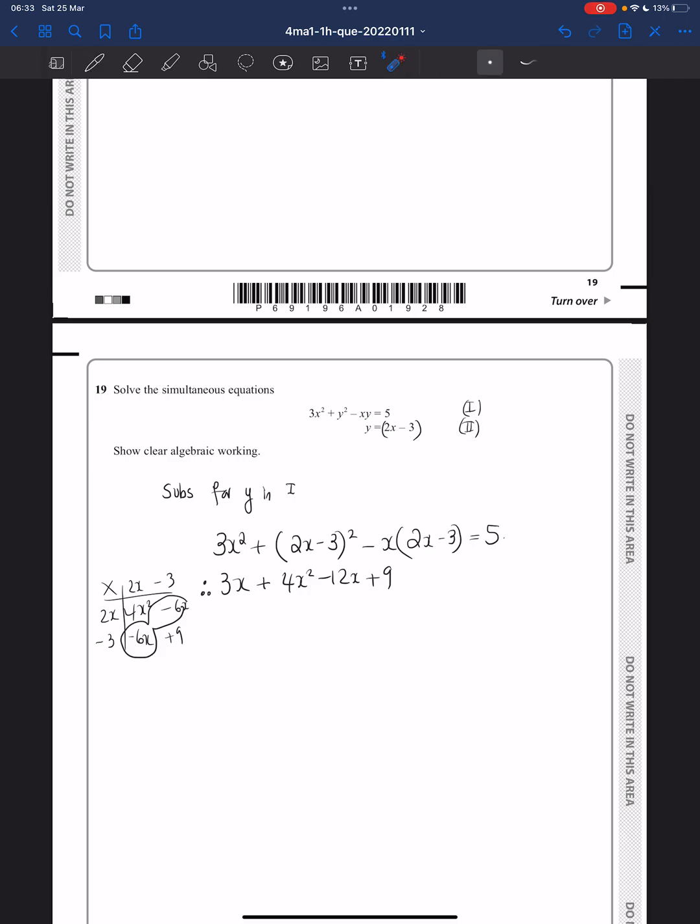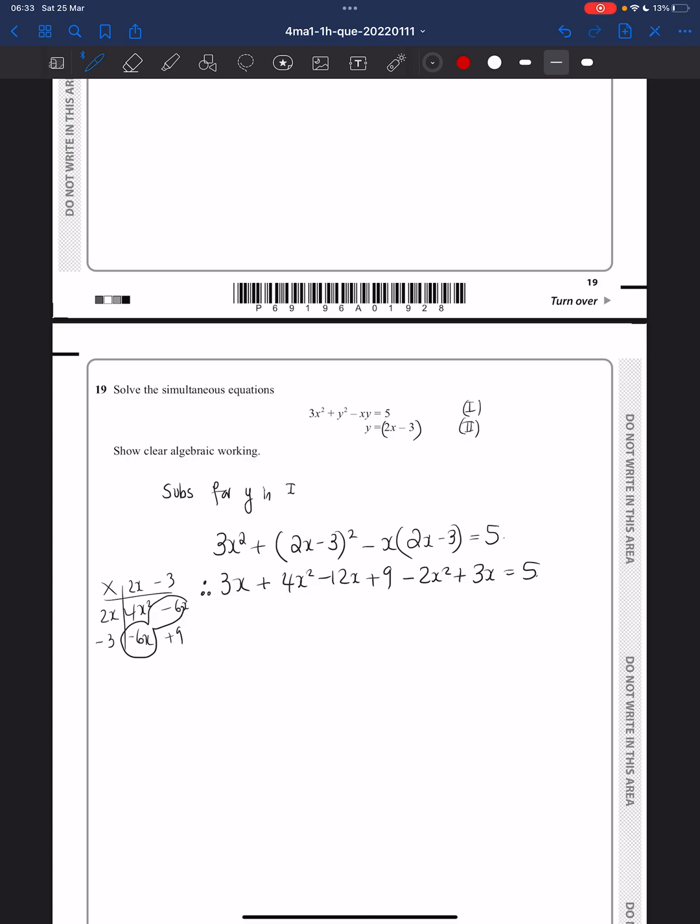This one you've got to be careful because you've got to do minus x times 2x, minus 2x squared. And then you've got to do minus x times minus 3, so you've got to change that sign. Students forget to change that sign. So it's plus 3x equals 5.